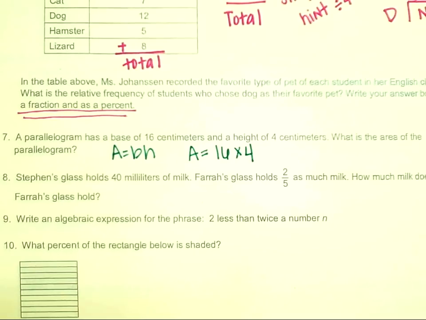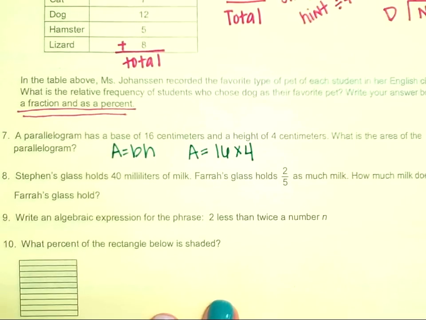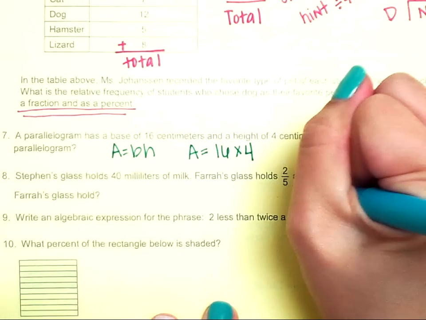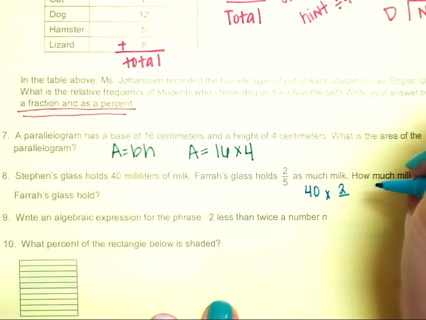Number 8, Stephen's glass holds 40 milliliters of milk. Farrah's glass holds 2/5 as much milk. How much milk does Farrah's glass hold? As much means we have to multiply. So we're going to do 40 times 2/5.